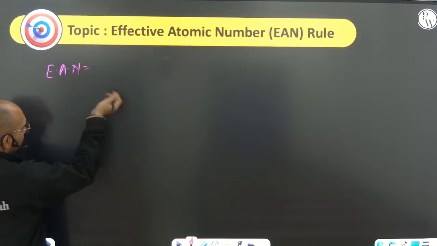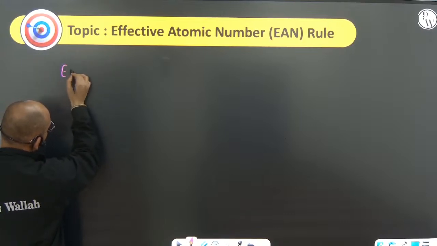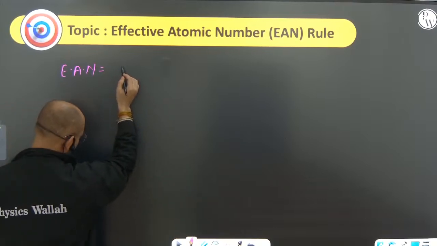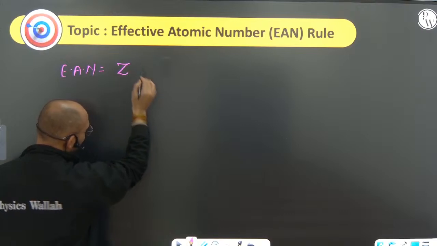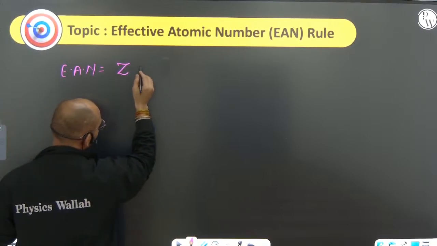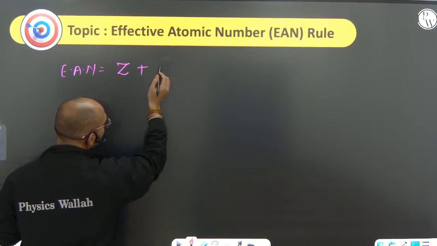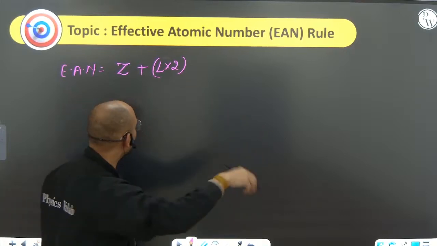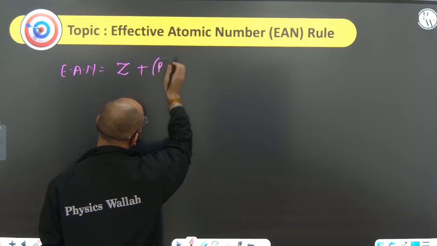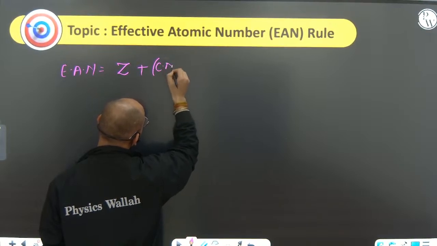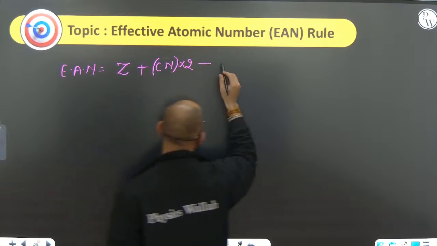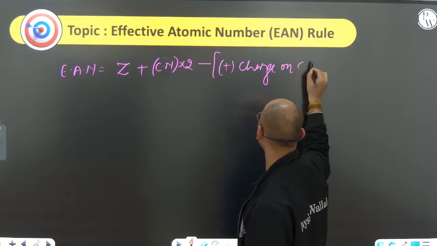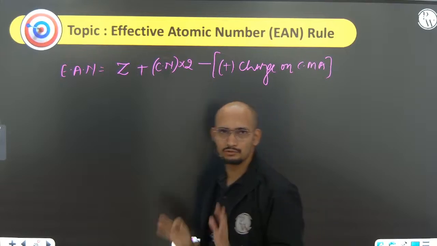Write it. What is the formula for the effective atomic number? It's a simple thing. EAN equals Z, whatever is the atomic number of the central metal, plus the ligand contribution. Every ligand gives bonds, so the number of bonds, the coordination number, multiplied by 2, minus the positive charge on the central metal atom. Okay, any doubt? So that is how you can find it out.